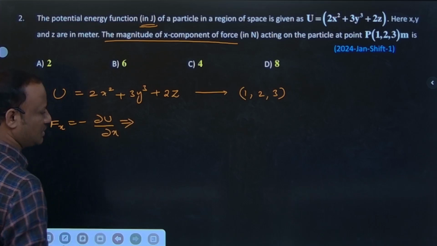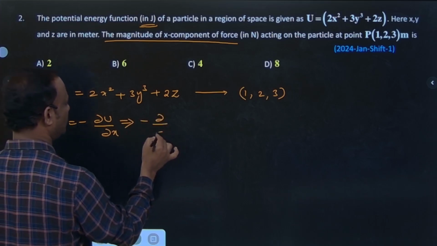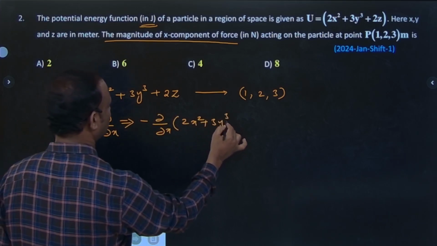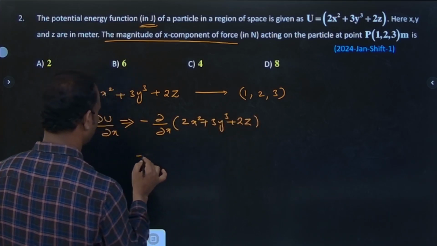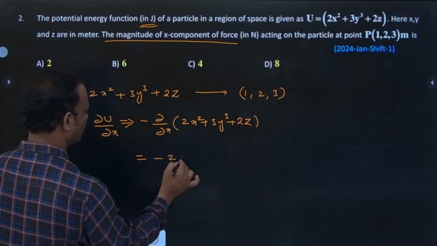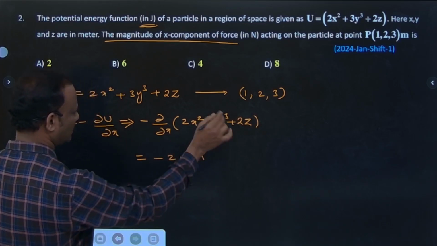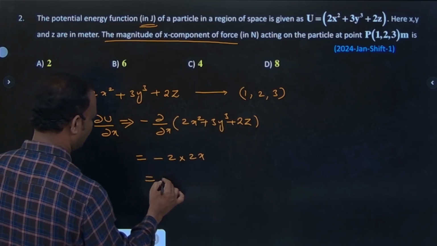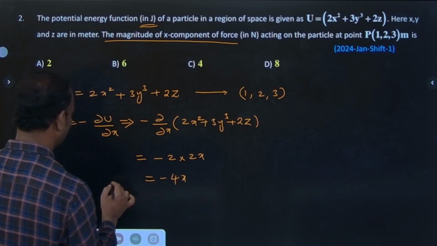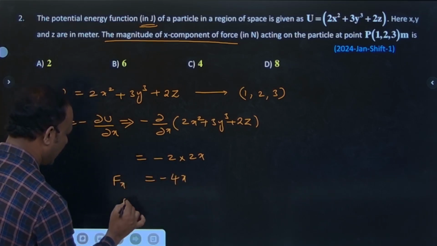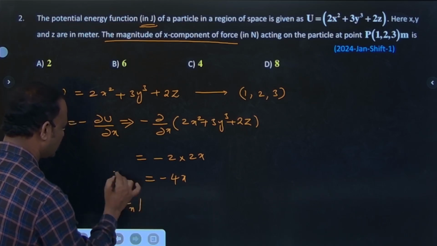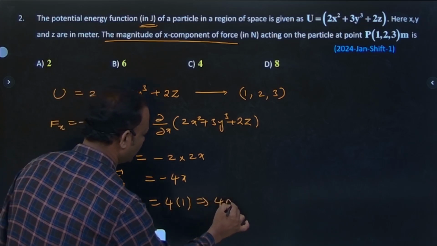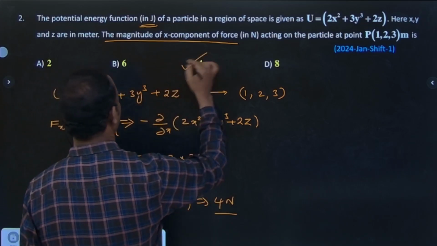Partial differentiation: minus dou by dou x of U, that is, 2x square plus 3y cube plus 2z. So this is equal to minus 2 into 2x, and the remaining terms are 0. So minus 4 into x. This is Fx. Its magnitude is 4 into x, where x value is 1. This is 4 Newton. So the answer is C.